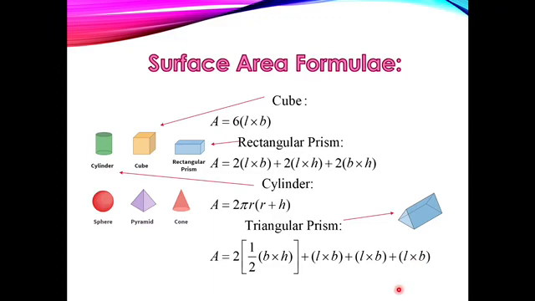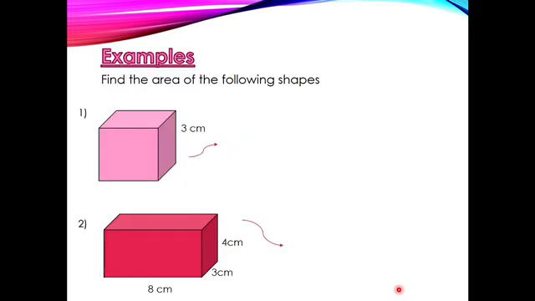Right, let's put this into practice now. Firstly, we have a cube, okay? Now remember that each side of a cube is equal. So your length and your breadth will equal 3. That's why they've only given you one measurement. So your formula is A equals 6 open brackets length times breadth, and I've just stated that our length and our breadth will be 3. So you can fill that into your formula and then simplify. 3 times 3 will give you 9, and 9 times 6 will give you 54 centimeters squared.